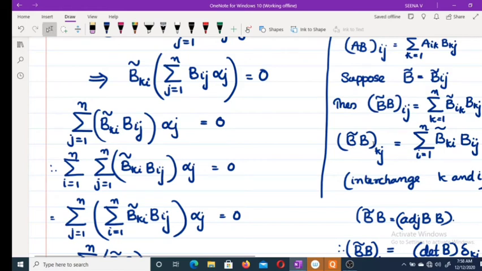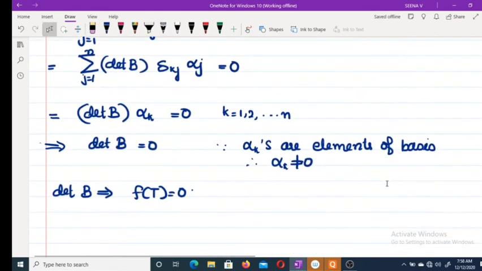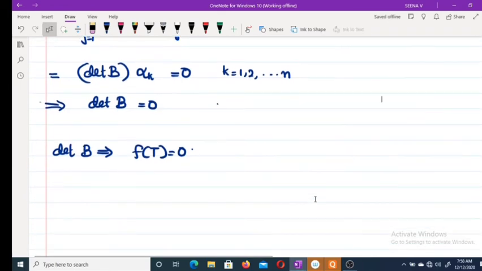And if we can replace this suffix as kj. Therefore, this notation, because sigma i varies from 1 to n, bki, just replace i and k. Tilde bij. Okay. Therefore, this becomes adjoint of B into determinant B. What is adjoint of B into determinant B?